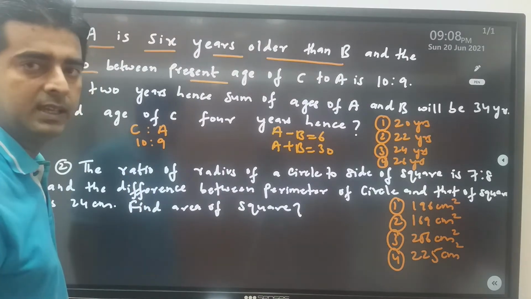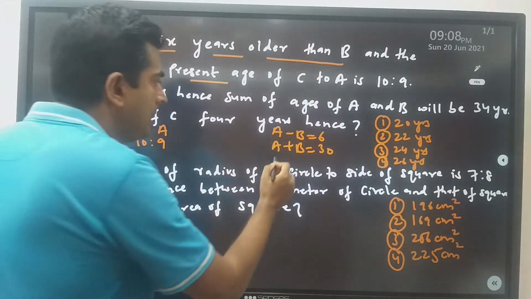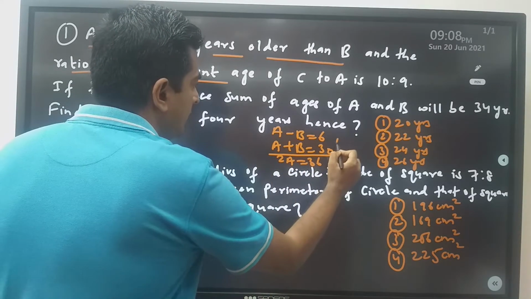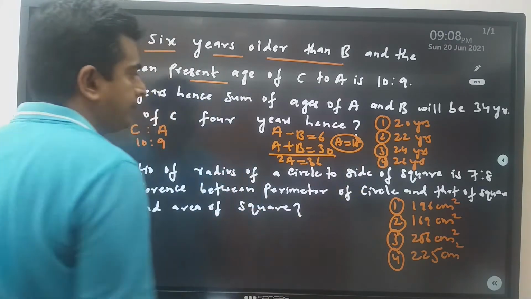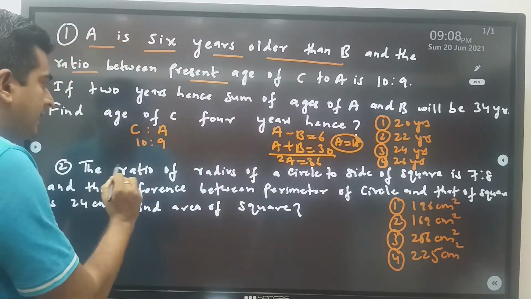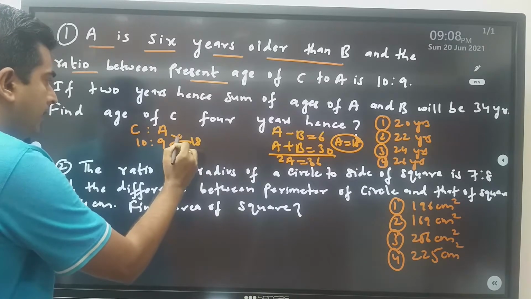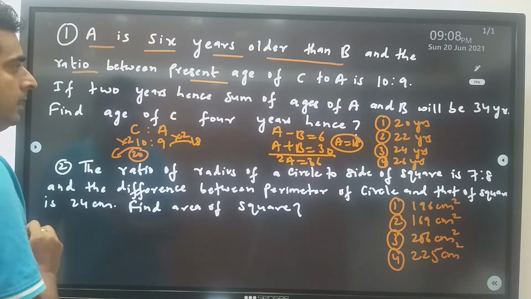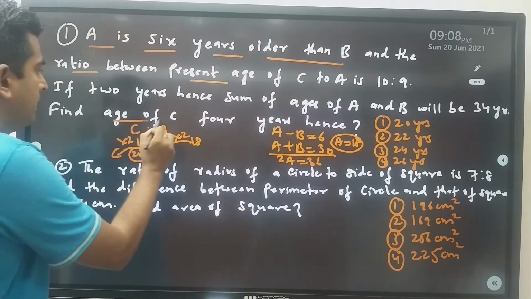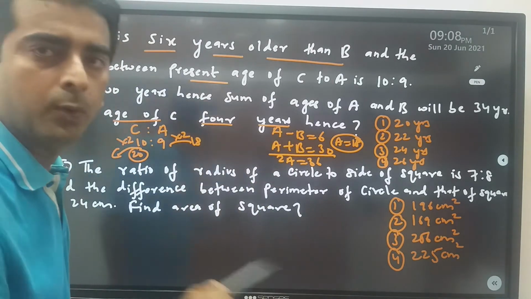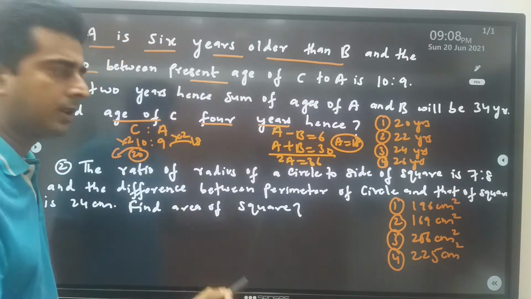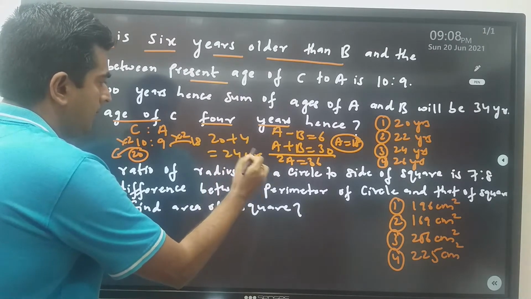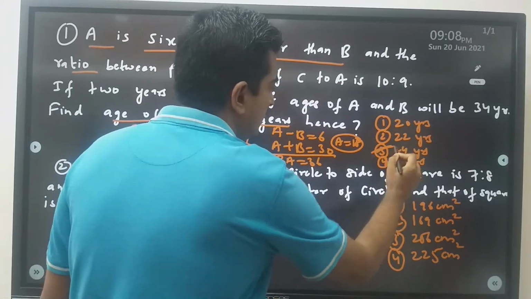Now what they are asking: find the age of C 4 years hence. We have the ratio of C and A. That means from this we have to calculate the value of A. How? We need to add. So 2A is equal to how much? 36. A is equal to 18. Right? And when A is 18, so 2 parts is 18. So 10 parts is how much? 20. After 4 years, the present age of C is 20, so 20 plus 4 is 24 years, which is nothing but the third option.